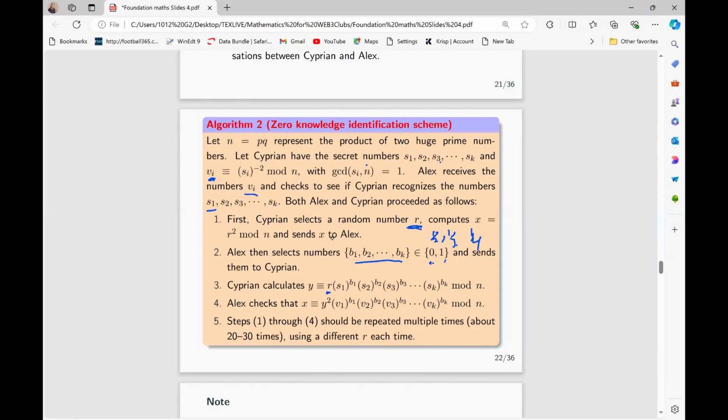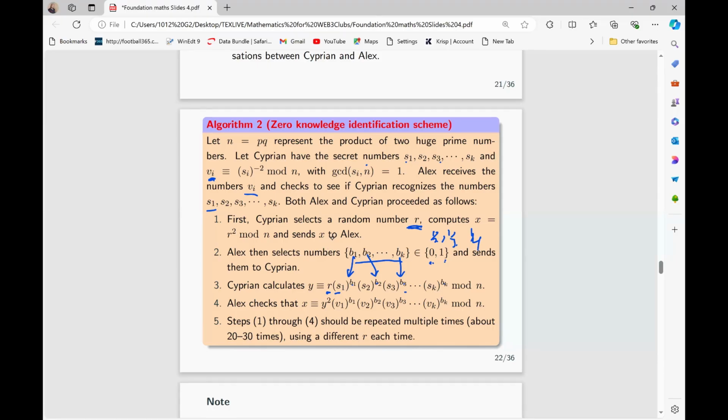Then you know your S1. Take your S1 and raise it to B1. Take your S2 and raise it to B2. S3 and raise it to B3. And then multiply all this. Remember, these powers are fractions.